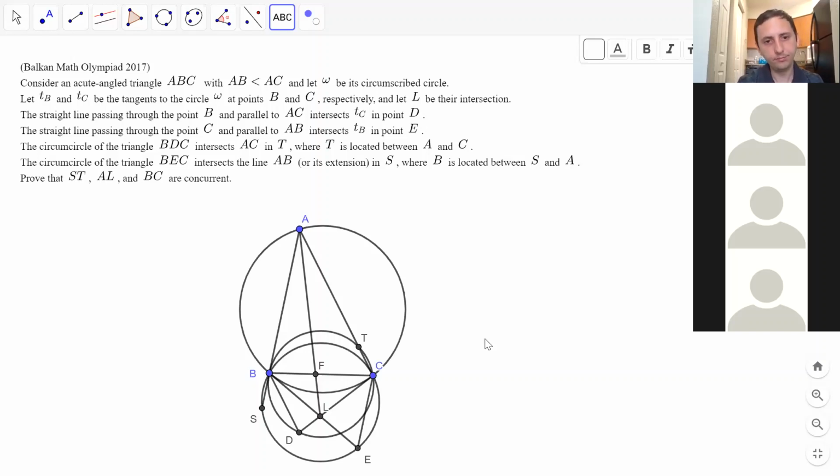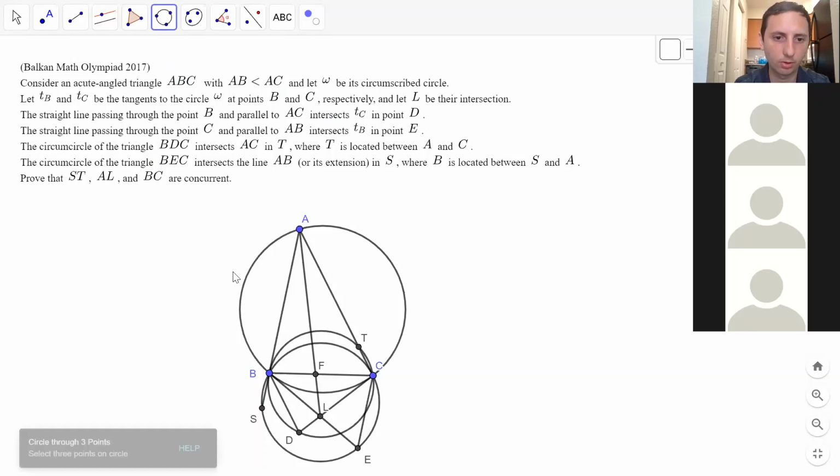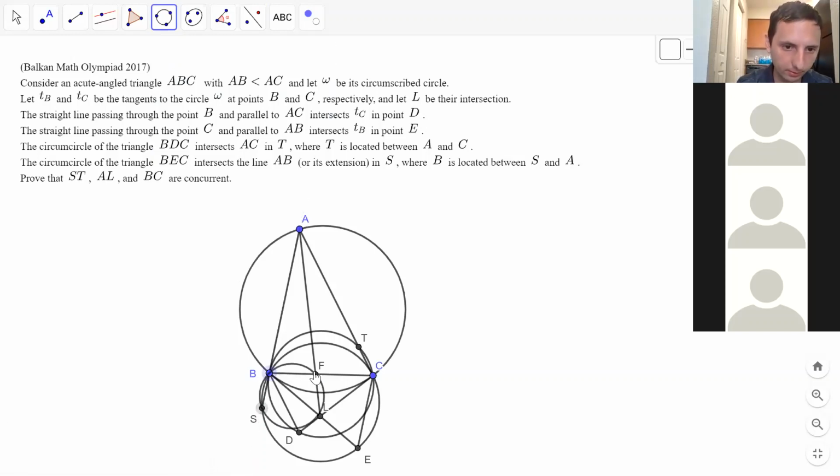All right. Let me see if we can find some more cyclic quadrilaterals. That might make this, that's not cyclic. Maybe SFDL will be cyclic, just a guess. No. All right.